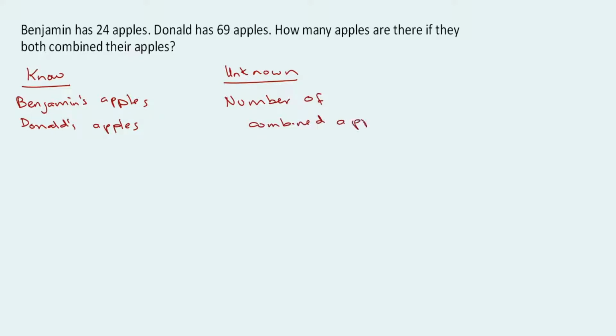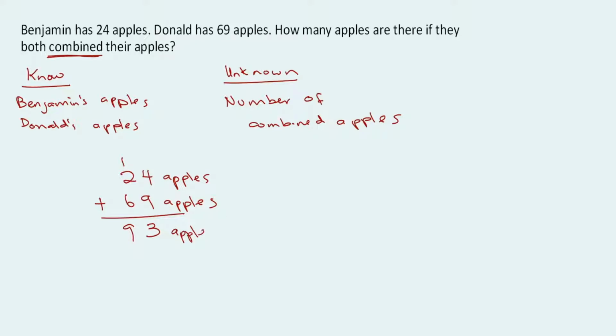So now let's see, is there a keyword here that leads us to addition? Combined leads us to addition. So what we're going to do now is add 24 and 69. So 24 apples, 69 apples, we add them together. 4 plus 9, we have 13. So we write a 3 and carry a 1. 1 plus 2, 3, plus 6, 9. So we have 93 apples. So we can say all together, they have 93 apples.